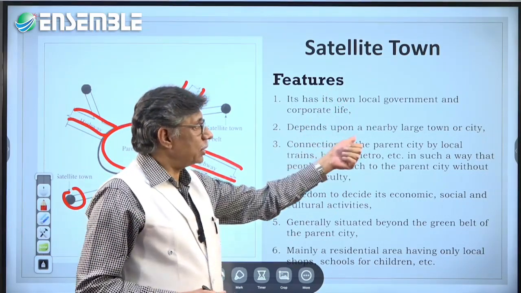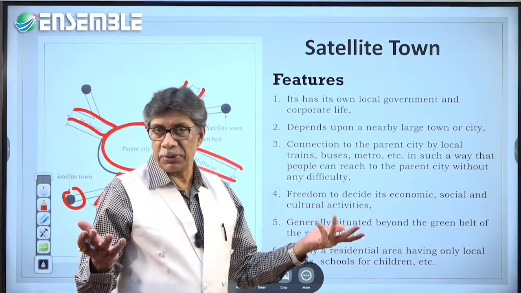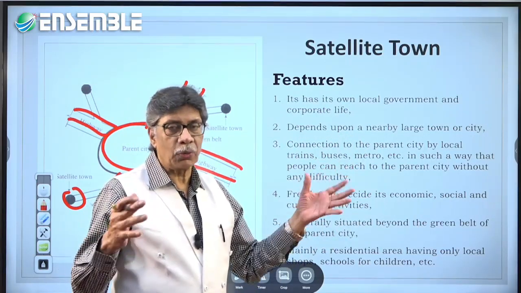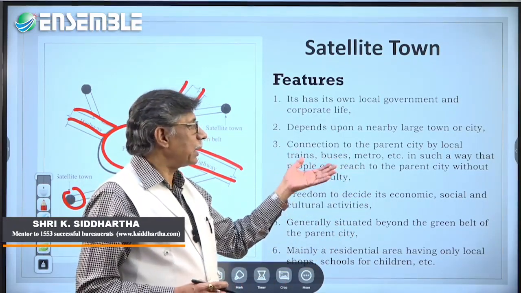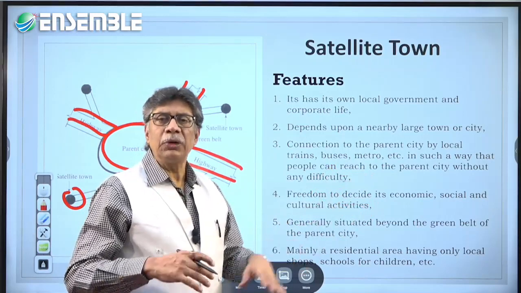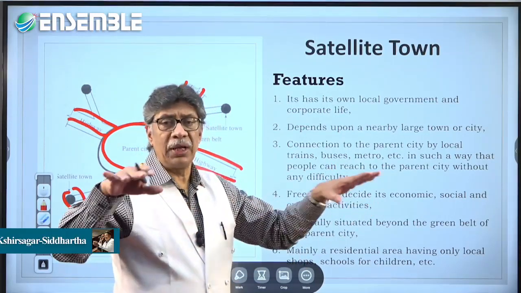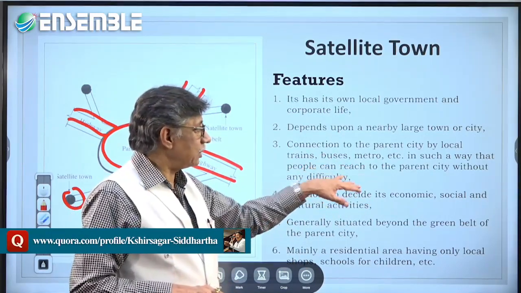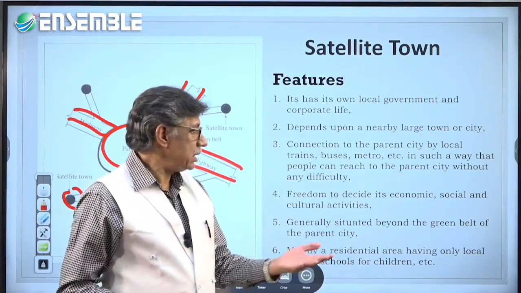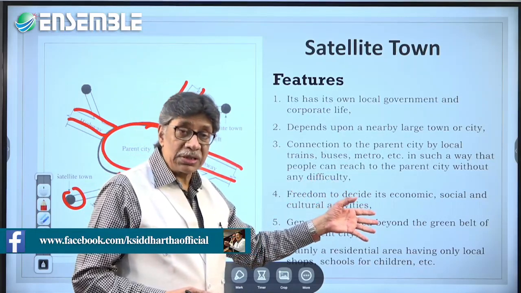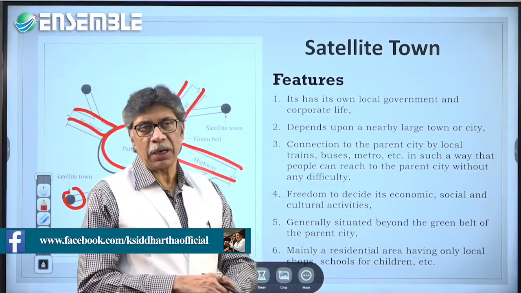Then it depends upon a nearby large town or city. For example, of course, if it is Noida or Gurgaon, then it is dependent upon the main city. Connection to the parent city is by local trains, bus, metro, and you will find a means of connecting with the main city, so that people can reach the main city easily. There is a freedom to decide, and all of these people are completely free.